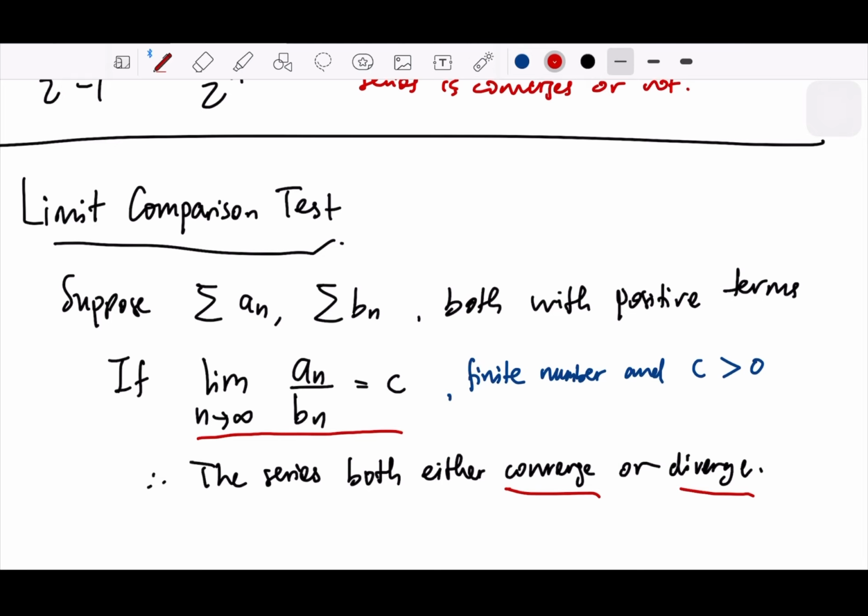The conclusion will be that if both converge or both diverge, which means you need to know the other series' condition. So if we know Bn for sure diverges, then if we get c, An also diverges. If Bn converges, then An converges as well.